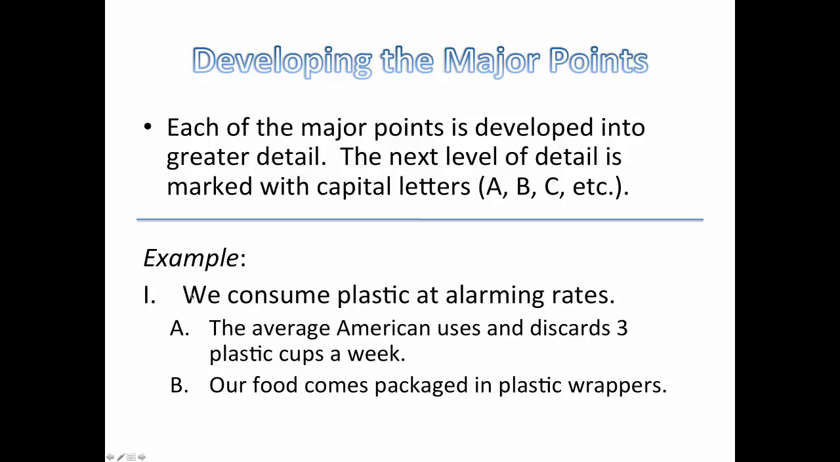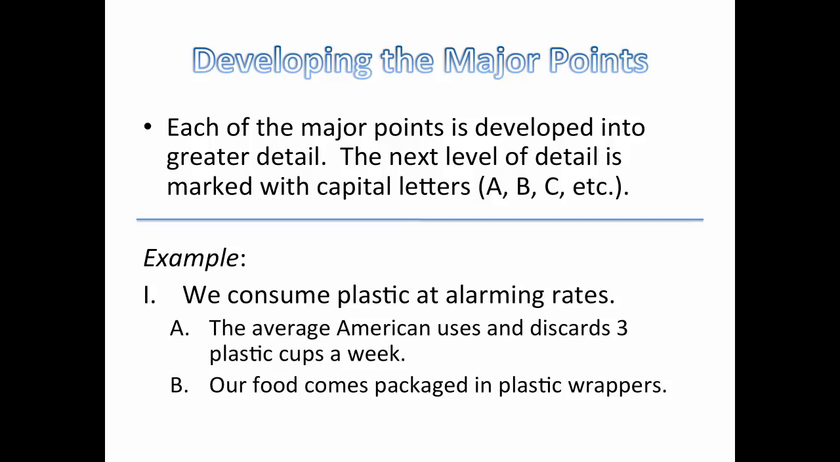So here in the example, you can see we consume plastic at alarming rates. This is one of the major points. It is broken down into two minor points, A and B. So capital letters are used to break down major points. So we see A, the average American uses and discards 3 plastic cups a week. Our food comes packaged in plastic wrappers is point B.